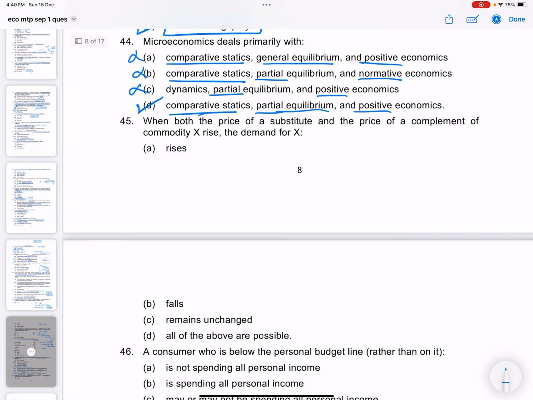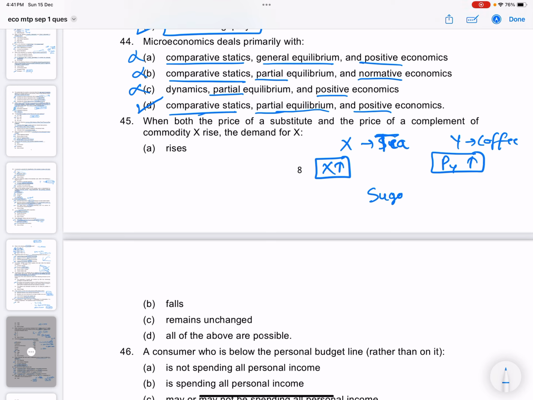When both the price of a substitute and the price of a complement of a commodity X rise. अगर सपोज X है टी, एंड Y है कॉफ़ी. अब अगर प्राइस ऑफ कॉफ़ी बढ़ जाता है, प्राइस ऑफ कॉफ़ी बढ़ेगा मतलब कॉफ़ी हमारे लिए और महंगी हो रही है, विल कंज्यूम मोर ऑफ X. ठीक है. अब नाउ चाय के लिए वी नीड sugar. Now the price of and they are complements क्योंकि दोनों साथ में चाहिए. And if price of sugar increases, ठीक है, प्राइस अगर शुगर का बढ़ गया तो चाय की डिमांड कम हो जाएगी क्योंकि चाय भी महंगी हो जाएगी.